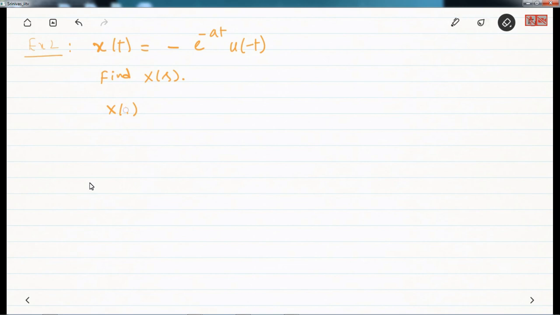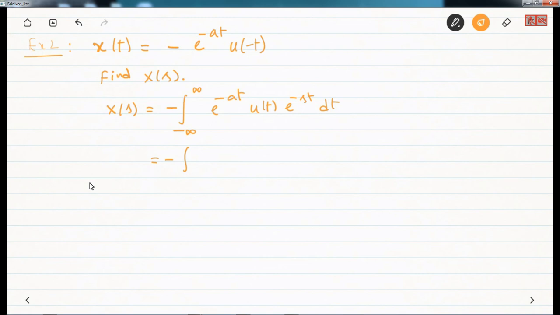So let's do another example. Example two is this. Let's do x of t equal to minus e power minus a t u of minus t. What about this? If you try to find x of s, this is the integral from minus infinity to plus infinity. I'm putting this minus sign outside the integral. E power minus a t u of t, e power minus st dt. So this is equal to minus, I'll keep the same minus sign.